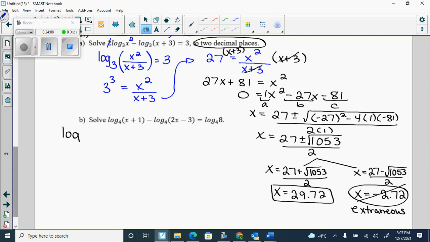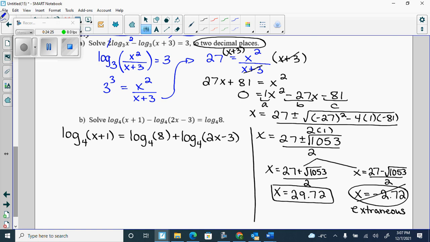So I would get log base 4 of x plus 1 equals log base 4 of 8 plus log base 4 of 2x minus 3. You can use it as a division if you want, but I like it better when they're multiplied. So if I have the choice to move that over and make it a multiplication, I'm going to do that every single time.